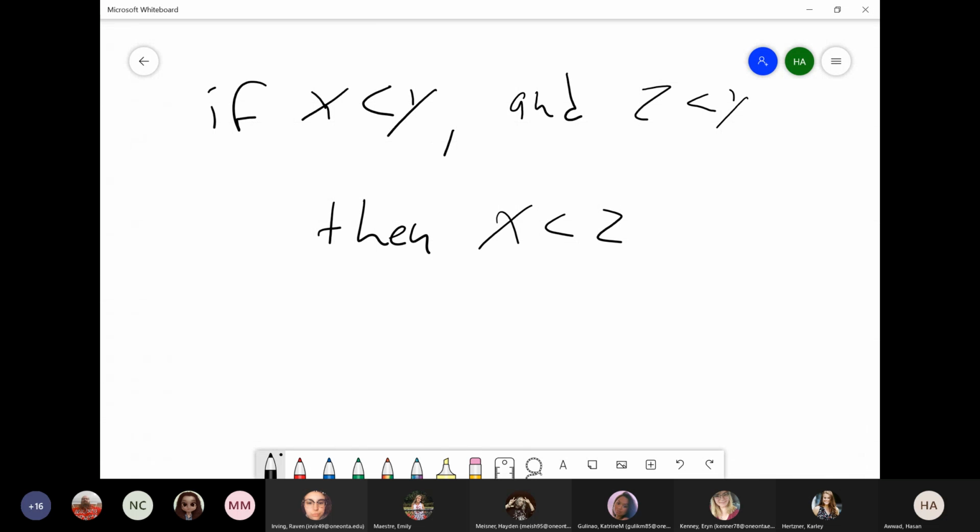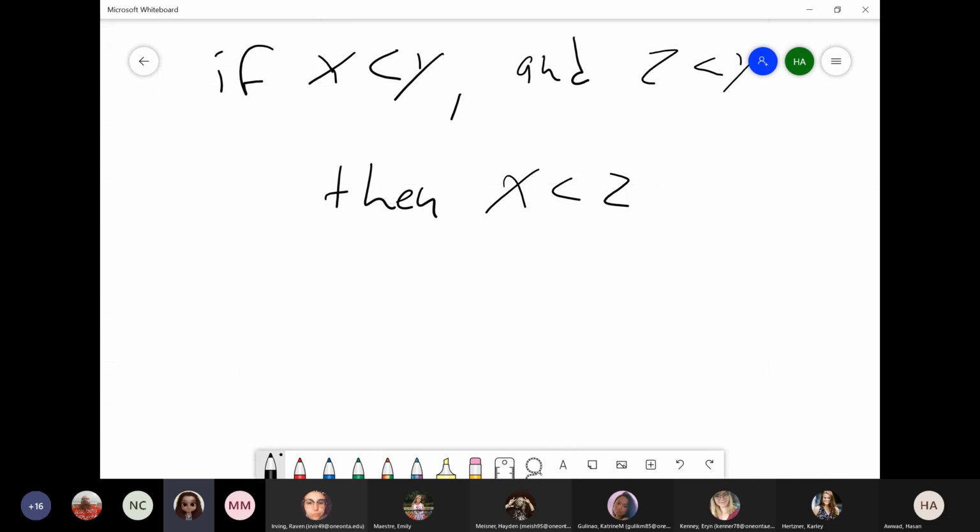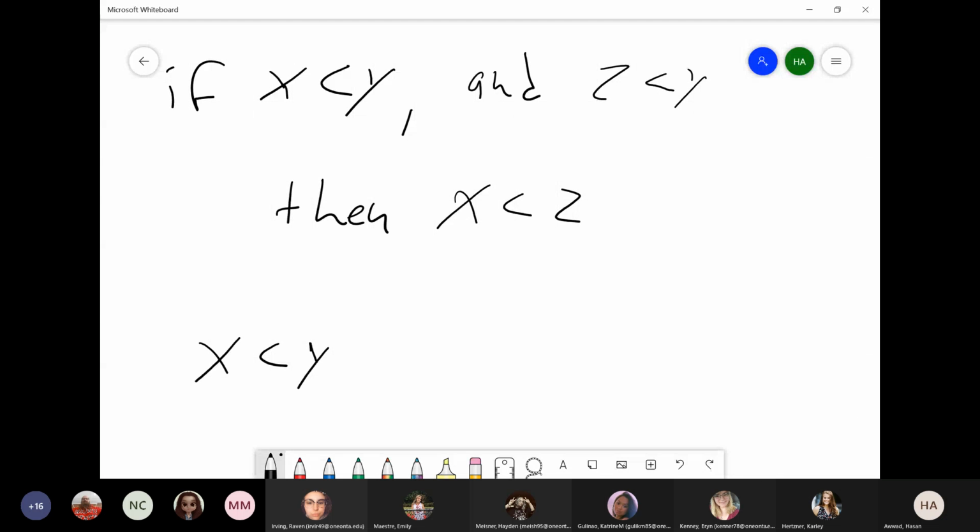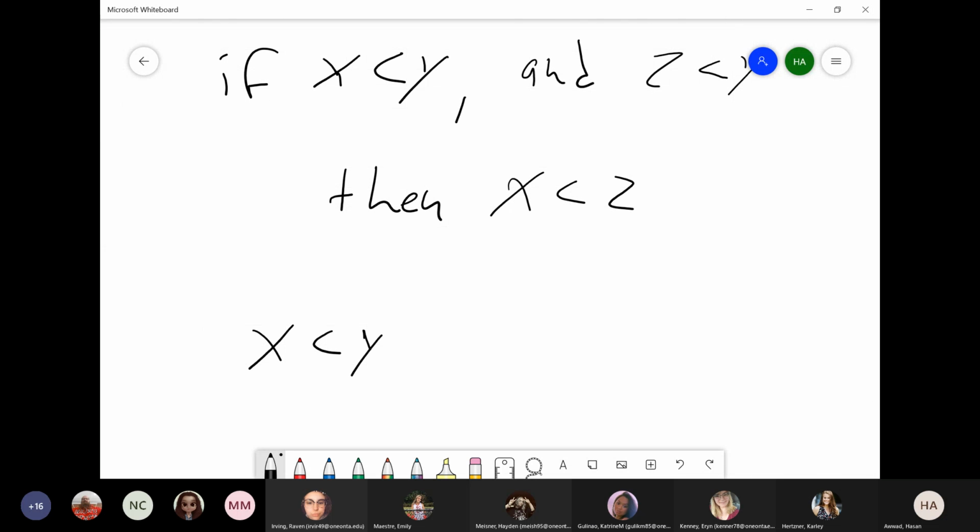Okay, so we have x is less than y, right? So we're just going to rewrite this. So x is less than y. And then we also have that z is less than y, right? But how do I write this as part of the chain? If you remember from the homework question, we tried creating one large chain. So how would I try to continue this chain here if z is also less than y?